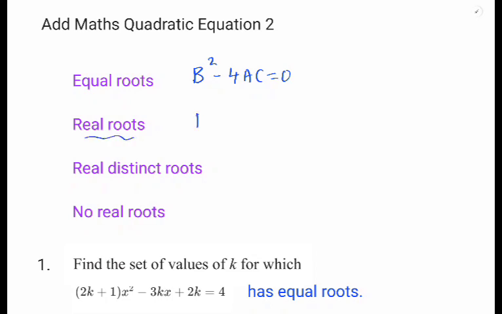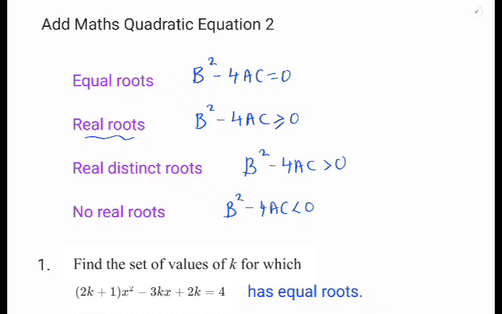Real roots: b square minus 4ac bigger or equal to 0. Real distinct roots, separate roots: b square minus 4ac bigger than 0. And no real roots: b square minus 4ac smaller than 0.